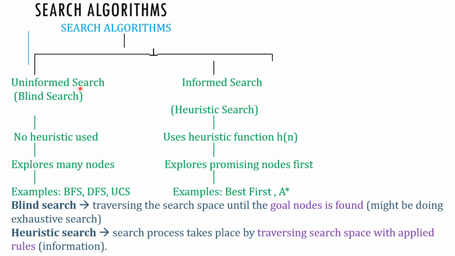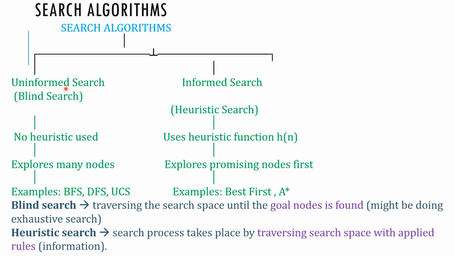Uninformed search does not use any domain knowledge. No heuristic functions are used in this technique. Informed search uses the heuristic function h(n), and it explores promising nodes first. Examples of uninformed search are breadth first search, depth first search, and uniform cost search. Examples of informed search are best first search and the A star algorithm.